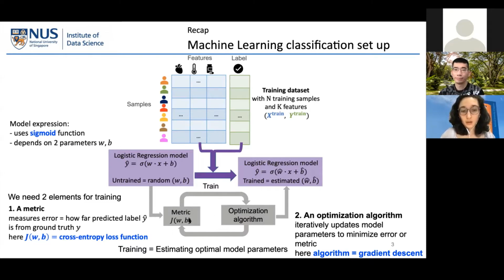Let's recall that yesterday we introduced the cross-entropy loss function, and we need an optimization algorithm. Yesterday we focused on the gradient descent algorithm in order to iteratively update the parameters W and B, depending on the training data set, so as to minimize the metric that we defined. Okay, so that's an overview of the machine learning classification setup that we saw yesterday.